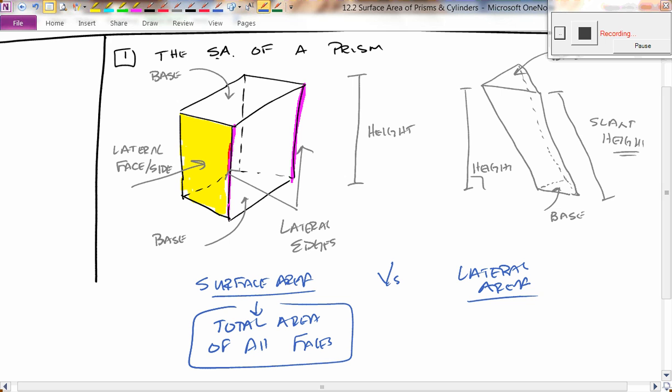So if that's what surface area is, then what is lateral area and why is it any different? Lateral area is all faces except the bases. If it wants the lateral area, that means it only wants the actual sides of the box, or of the prism, whatever it is you're working with. So all faces except the bases. That's the lateral area.